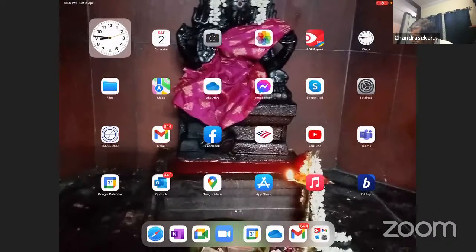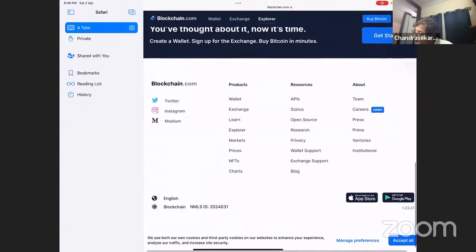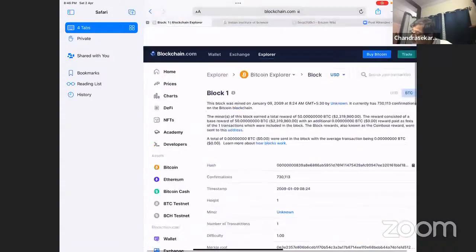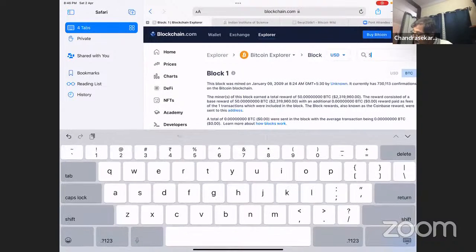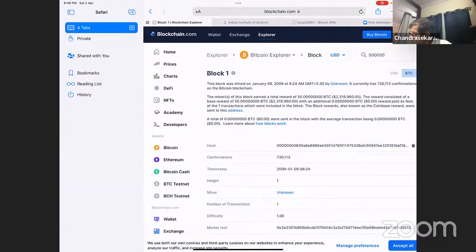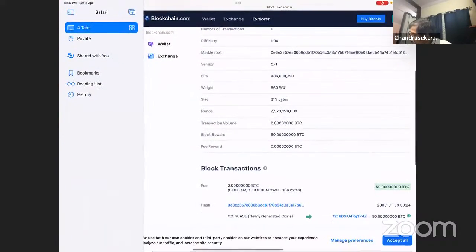Let's see whether I have that transaction. Where is that? Oh, this is block 1. Let's say block 5 lakh. We will go back to what is all this? I don't know. What happened to my key? This. Wait.